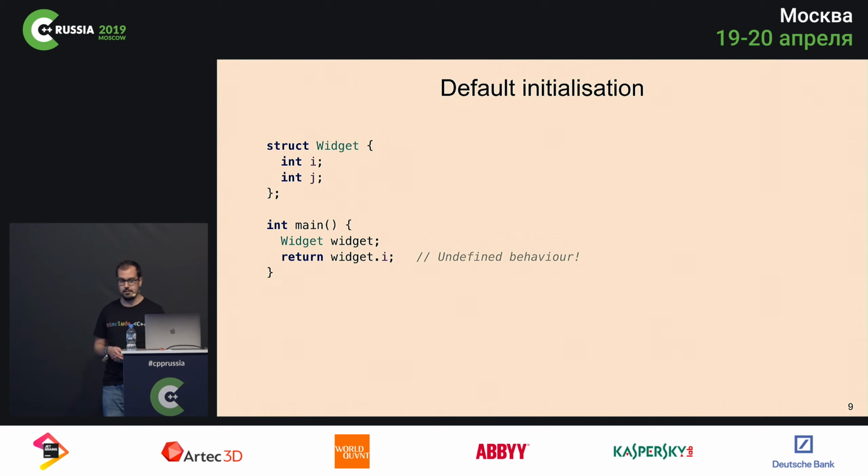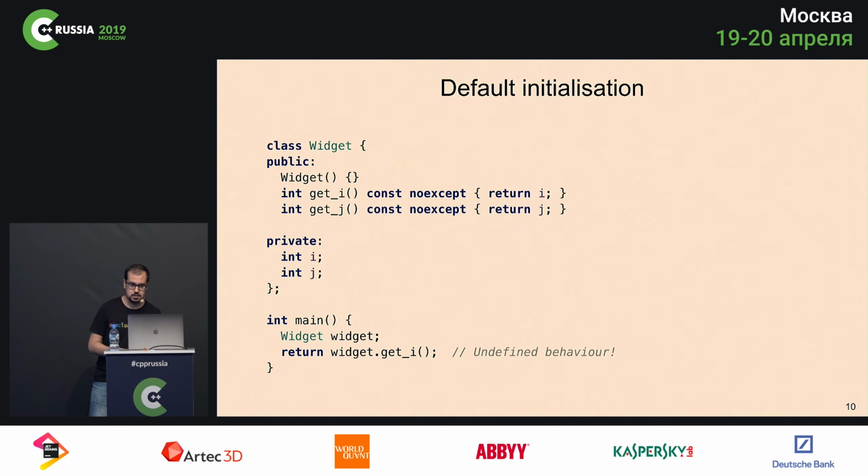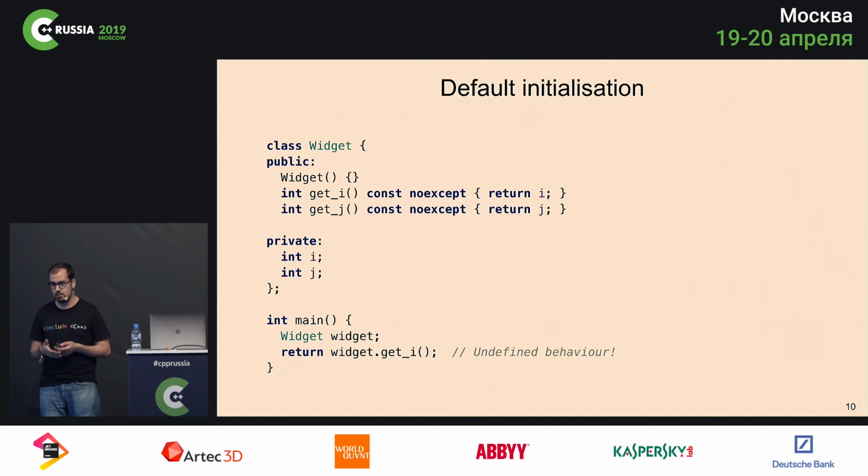Same is true for user-defined types. If you have a struct and it has some member variables in it and you don't initialize them and then you access them, of course, you get undefined behavior as well, right? Now, if you go from C to C++, we have all this fancy stuff. We have classes, we have constructors, we have public and private and methods. But then, of course, it turns out that none of this stuff actually helps or changes this issue, right? So if you have a class with all these nice C++ things, but then you have members and you don't initialize them, and you access them, you are still going to get undefined behavior, right?